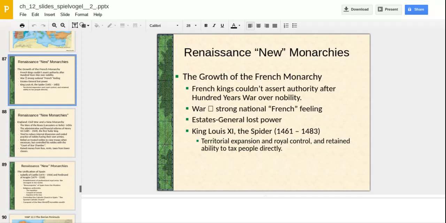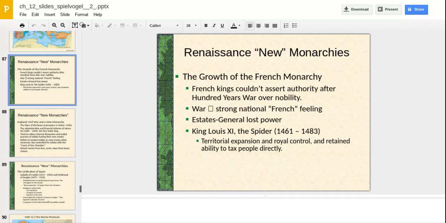The growth of French monarchy. Basically, after the 100 Years' War between France and England, the French, even though they have some issues following it because wars are expensive, have a feeling of Frenchness, basically. We are the French. They are the English. And it helps lead to the nation-state idea.